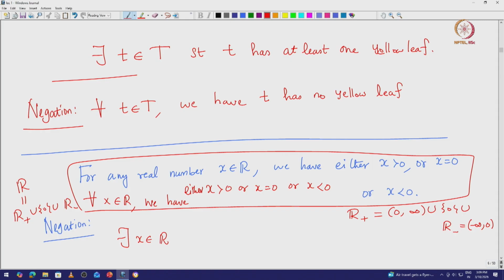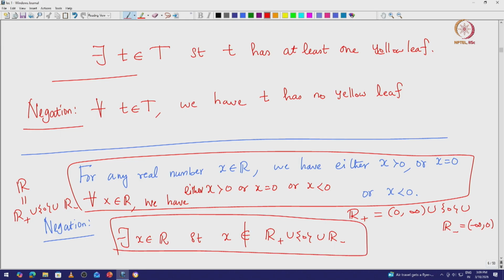If you want to negate this, then the best negation using these symbols is that there exists x in R such that this x does not belong to R plus union {0} union R minus. This is simply saying that x is not positive, x is not 0 and x is not negative. Okay. So, this will be the negation of the statement that you started with here.